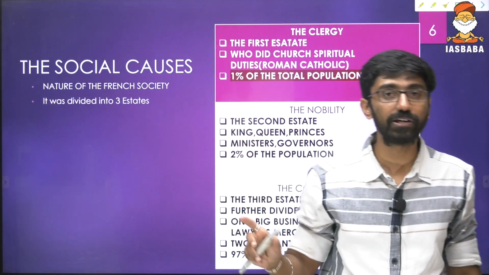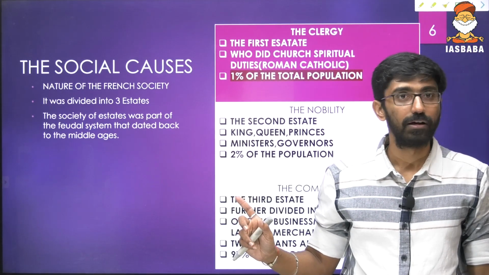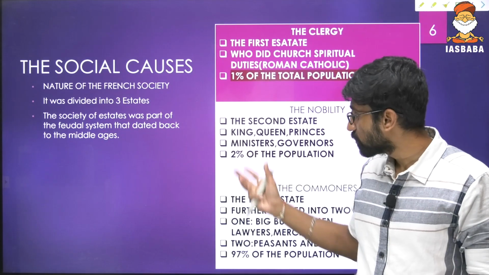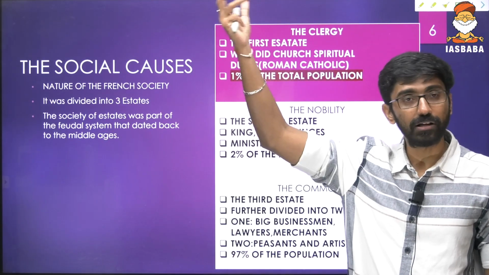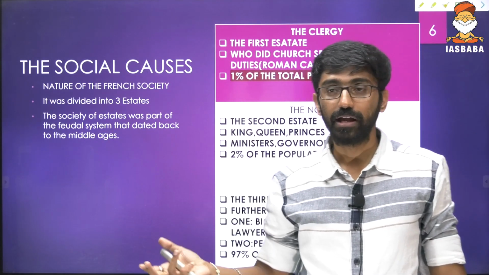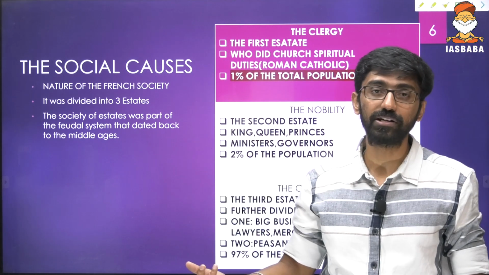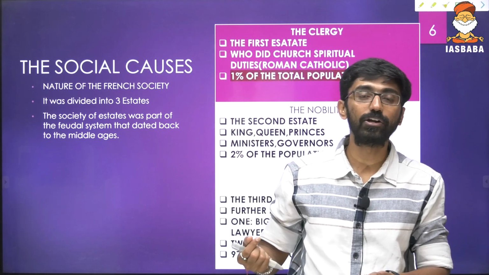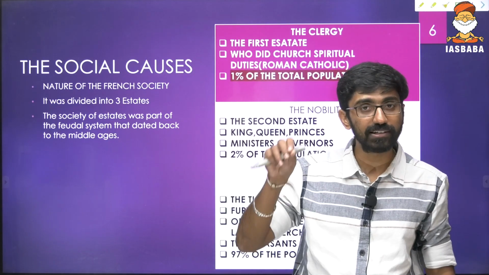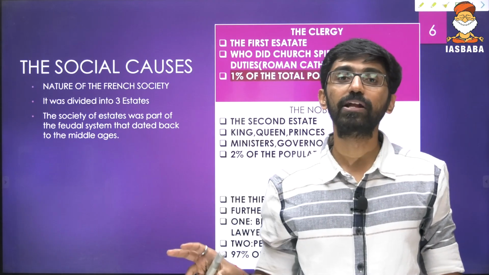It is the nature of the French society divided into three estates. And why was society divided into these three systems? Because of the ancient, or we can say medieval feudal system. It dated back to the medieval times and that was continued. Even though ideas were changing, the modern tendencies were coming into other parts of Europe, but French society was remaining more feudal in nature.